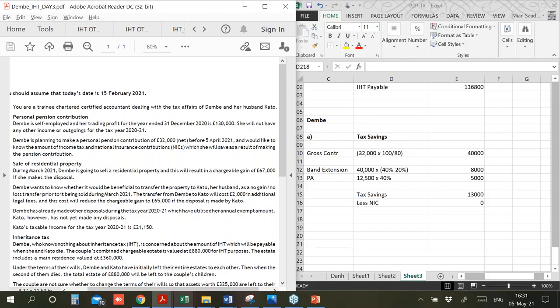Okay, the transfer from Dembe to Kato will cost 2,000 in additional legal fees, and this cost will reduce the chargeable gain to 65,000 if the disposal is made by Kato. Now guys, before we read the question further, I want to ask you: between spouses, if they transfer the asset to each other, will it give rise to any CGT?